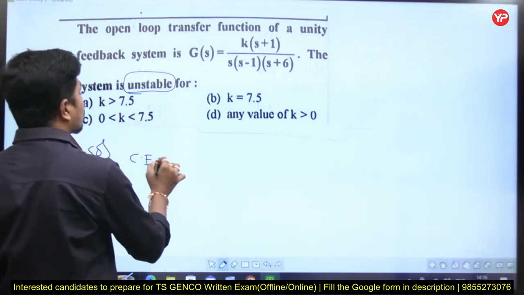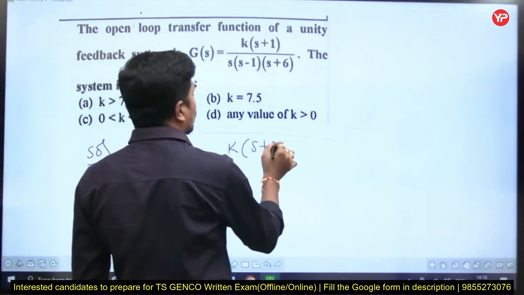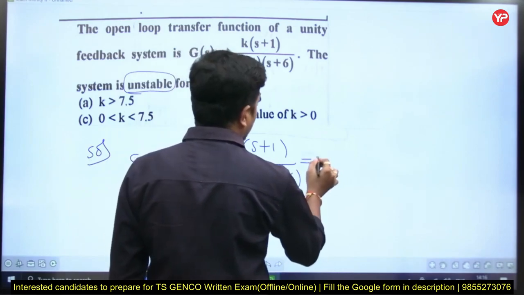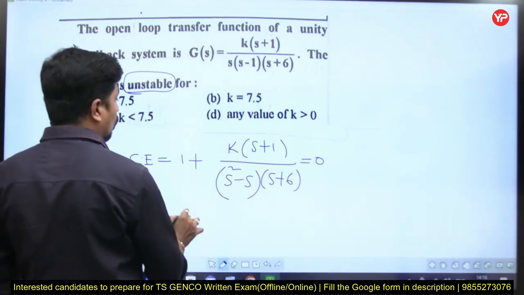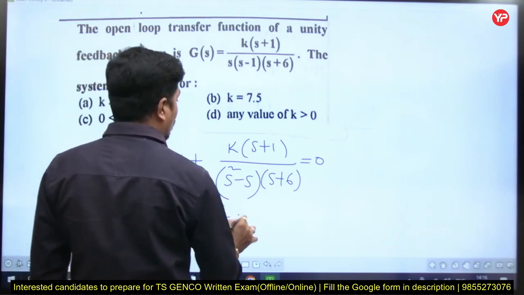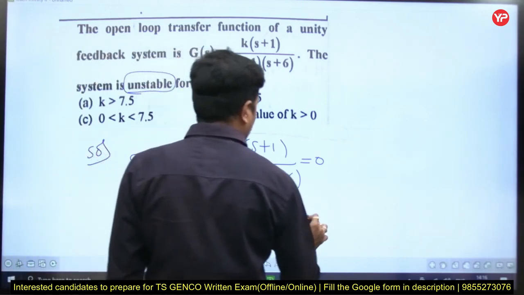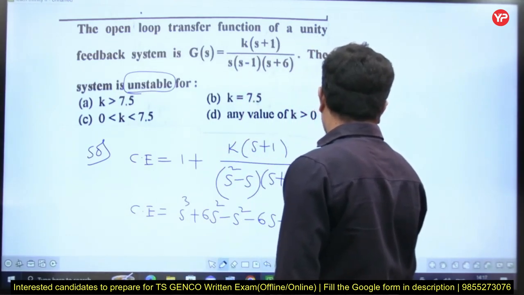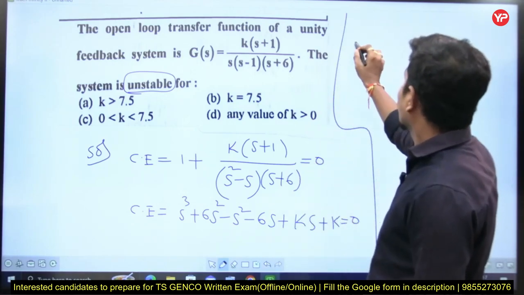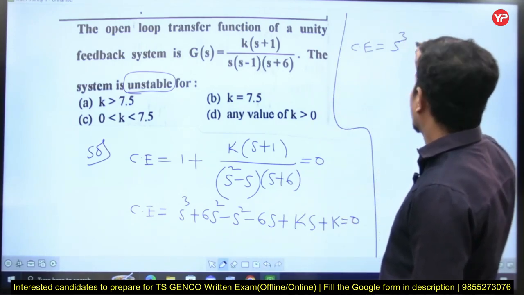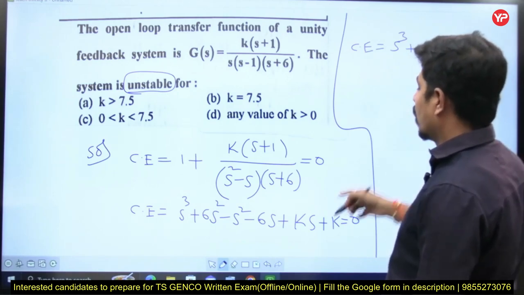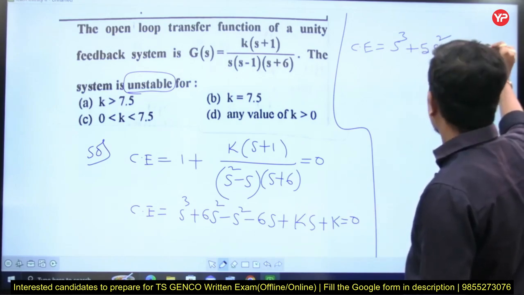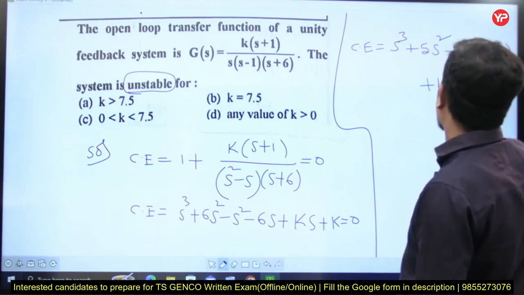Solution: get the characteristic equation. What is the characteristic equation? 1 plus K into S plus 1 by S square minus S into S plus 6 is equal to 0. So the characteristic equation is S cube plus 6S square minus S square minus 6S plus KS plus K is equal to 0. That is S cube plus 5S square plus S times K minus 6 plus K equal to 0.